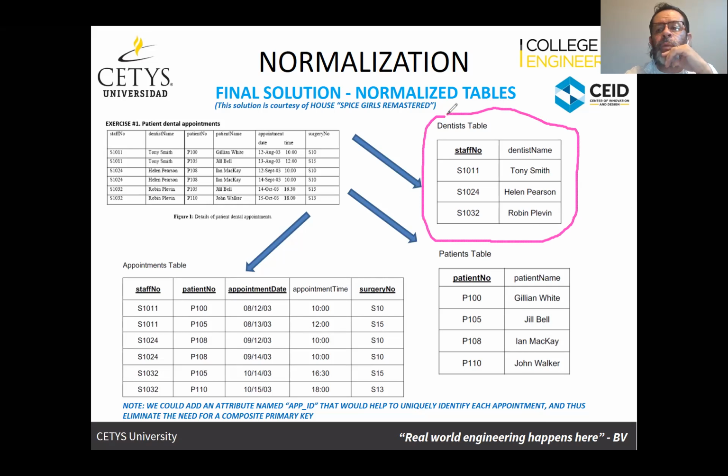And what is important for normalization, we need to identify a primary key. And so the staff number is kind of a no-brainer here, that's going to be our primary key because it uniquely identifies each of the dentists.